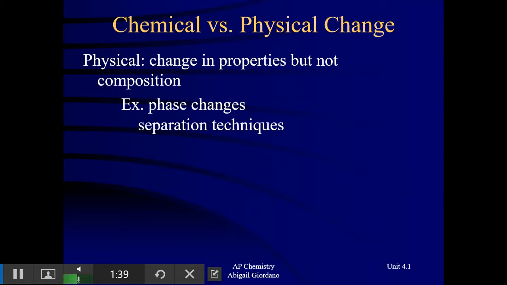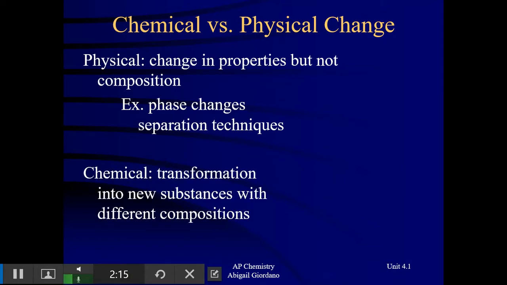Separation techniques like chromatography or distillation or filtration, any of those also are physical changes. A third example that's not on the slide that a lot of people think is a chemical change, but it isn't, is the process of dissolving. If I dissolve table salt or sugar, any of those, in water, the process of dissolving is not a chemical change. That would also be a physical change.